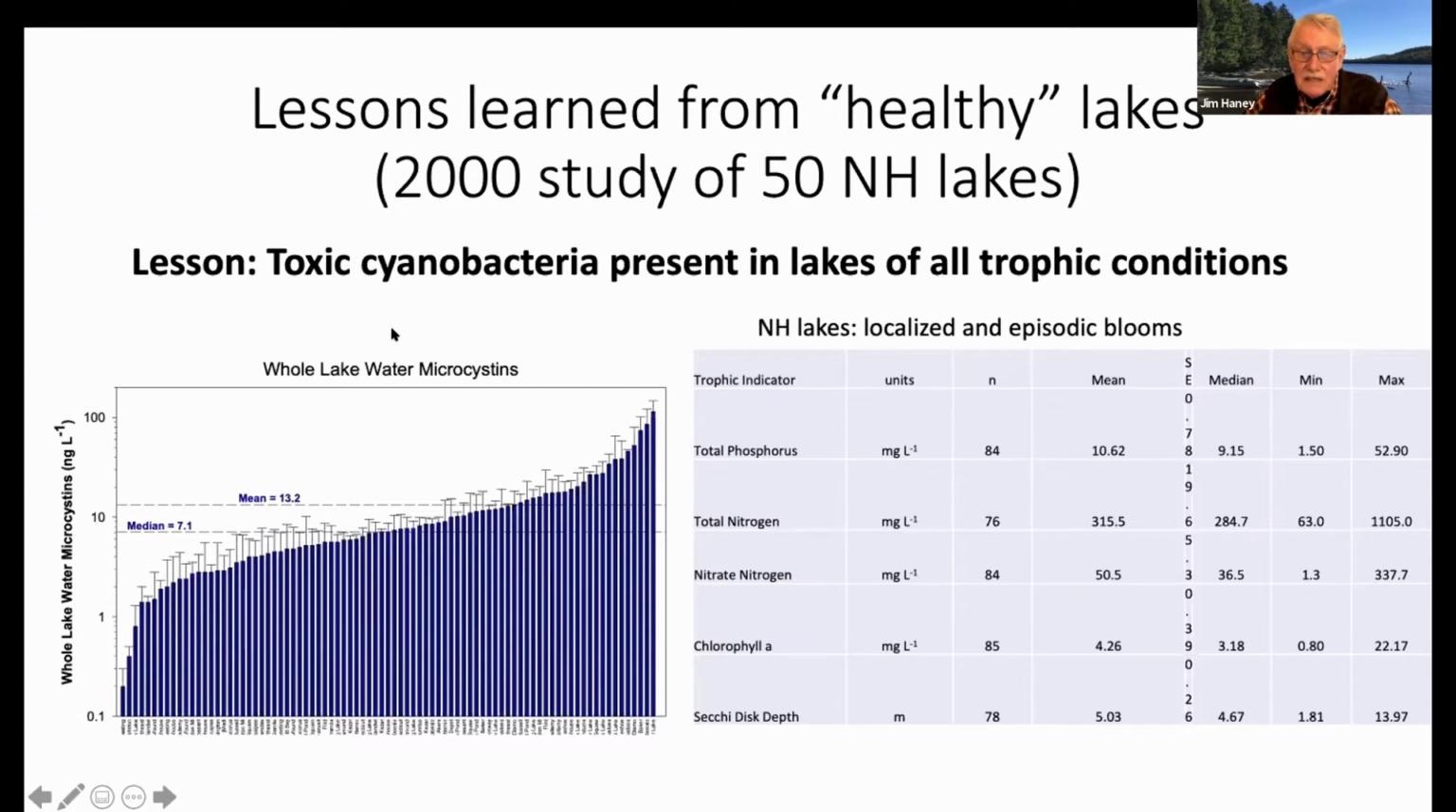But basically what we found, if you see the plot here of lakes and the amount of whole lake water microcystins, is that every lake that we looked at, even those lakes that had more than 12 meters Secchi disc, ultraoligotrophic, up to the most eutrophic that we could find, and we sampled them in the middle of the lake. So we weren't looking for the worst conditions. We just sampled what we thought would be a good sampling point. But all of those lakes were positive.